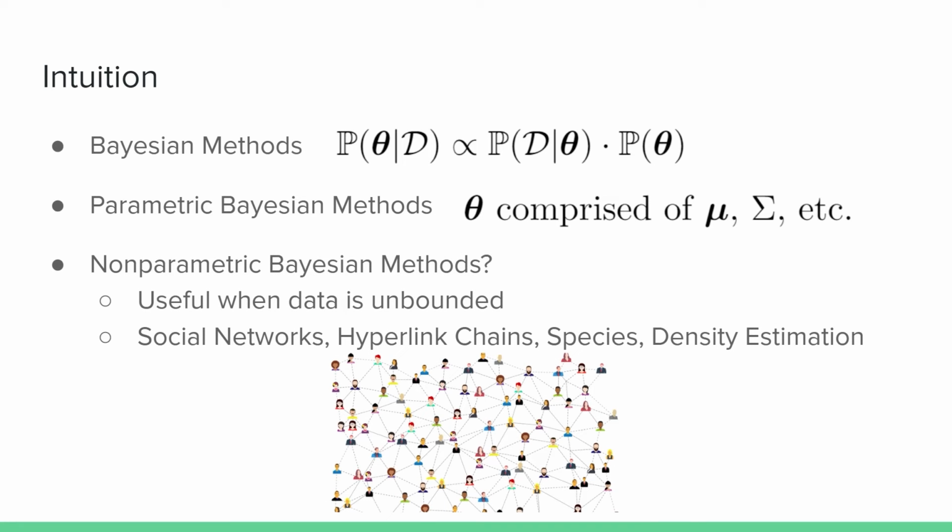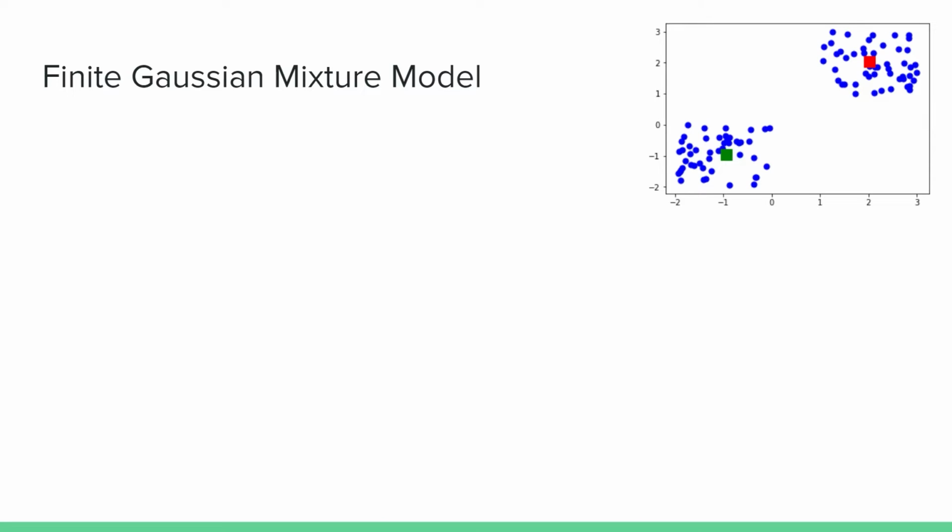But what if your clusters are seemingly infinite or unbounded, such as in social networks or web pages where there's always a link to another page, or genetic ties between species where you could always discover something new? Modeling this is what we're laying the foundation for today. First, let's recap the finite model.